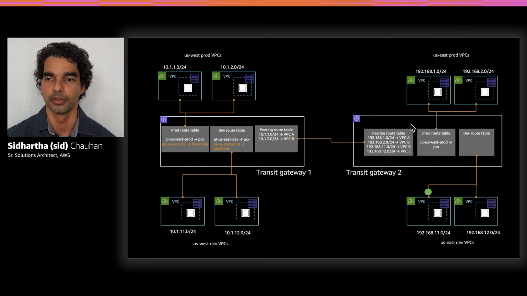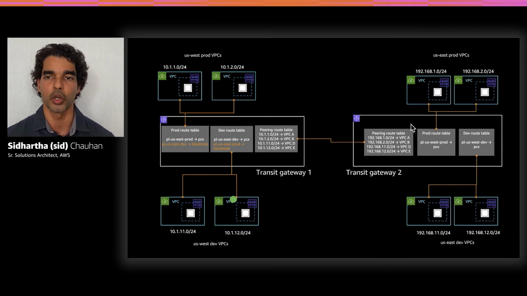let the traffic flow, and make changes to the peering route table to enable the connectivity. The return traffic comes to the dev route table. Very similar logic. If it's destined to a dev VPC, send it over the peering connection. Finally, make changes to the peering route tables. And the traffic flows back.